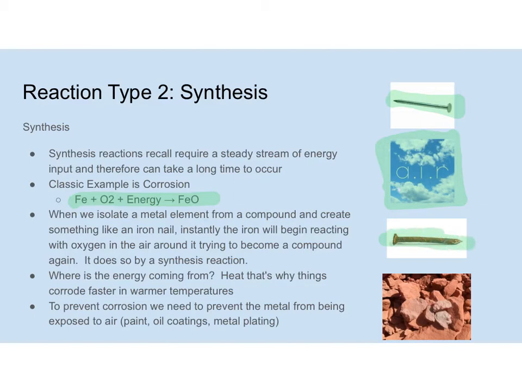Now, you may think, well, where is this energy coming from? Well, it's in the form of heat. It's sunlight. And that's why things that are in sunlight, assuming some other factors like water, corrode a lot faster in warm temperatures than they do in cooler temperatures.